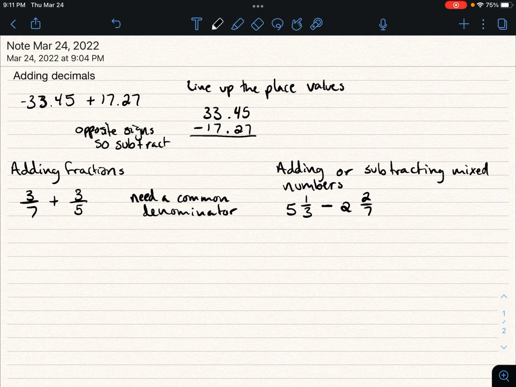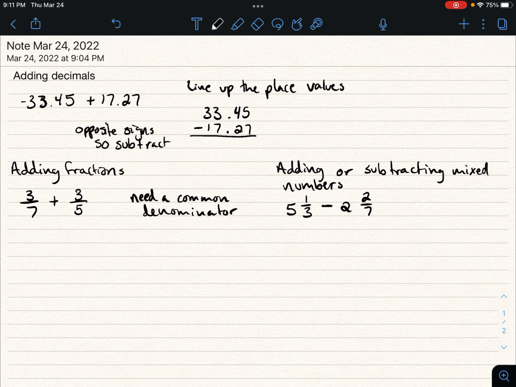So right here you've got a negative 33.45 plus 17.27. You'll notice we have a negative plus a positive. They're opposite signs, so we're going to subtract those values. And then the negative here is a bigger number, so our outcome is going to be negative. So I've already set up our numbers so that the place values fall under each other. So now it's just subtraction.